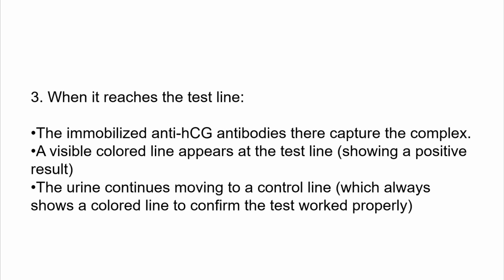And if there was no positive result, there's also a control result, where the urine continues moving to the control line, which always shows a colored line to confirm the test worked properly. So that's the end of the whole topic here. Alright, pattern.